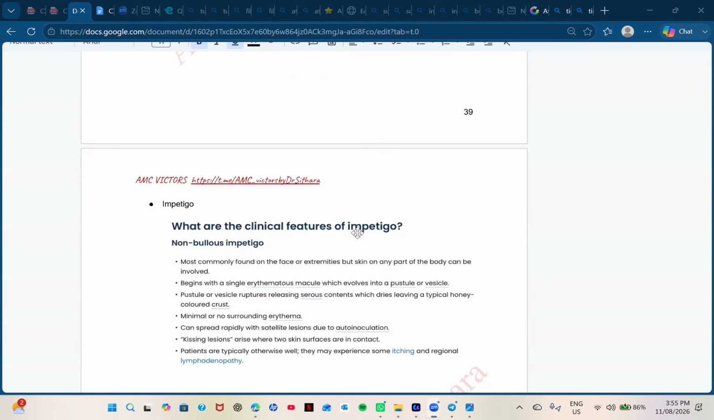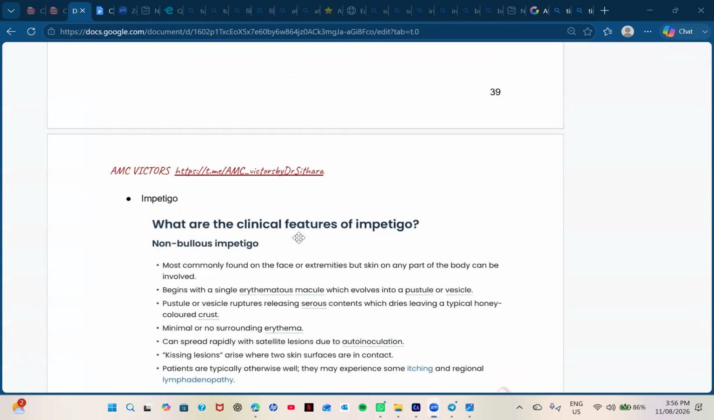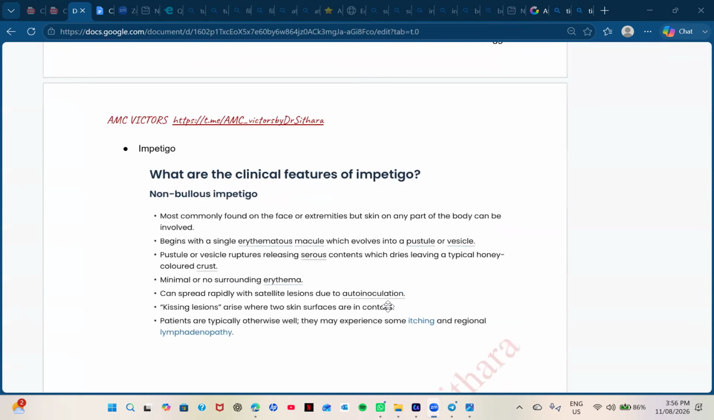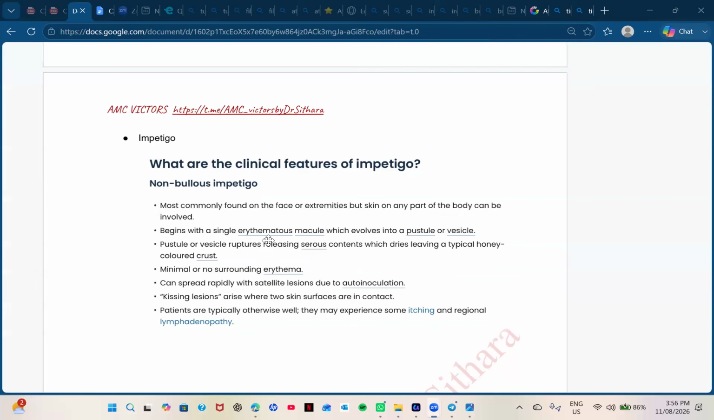Other than the skin manifestation, what are the other features? It can be associated with systemic features, right? So how can non-bullous present? The honey crust, right? Honey crust appearance you can see, most commonly on the face and extremities, but any part of the body can be involved. It begins with single erythematous macules which develop pustules or vesicles, then later become the honey crust, right? Honey crust appearance here.